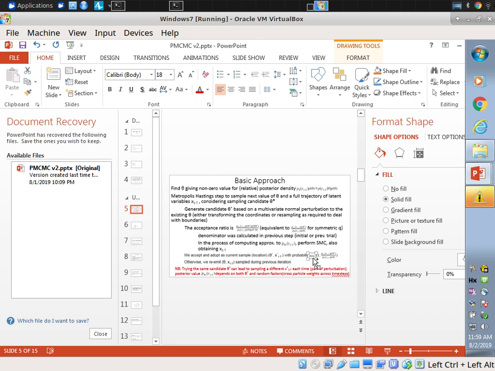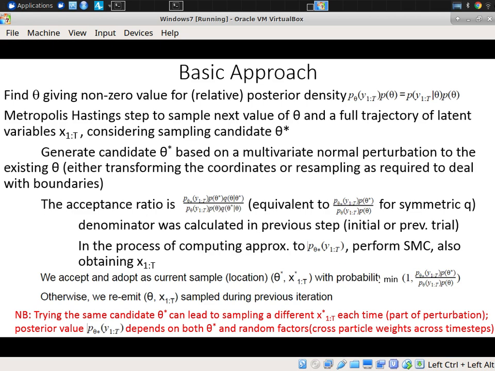Moving right along, here we either accept or reject with this probability. If this probability is greater than 1, we accept it for sure, with probability 1. If this thing is less than 1, we accept it with that probability. Otherwise, we re-emit the thing sampled in the previous iteration.